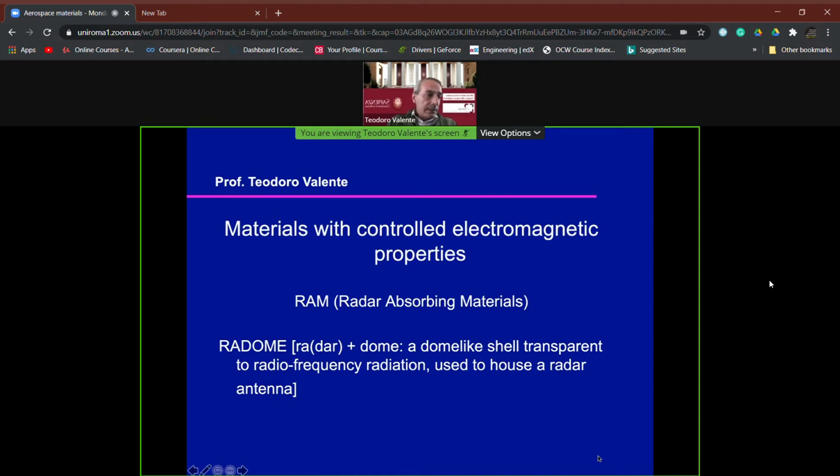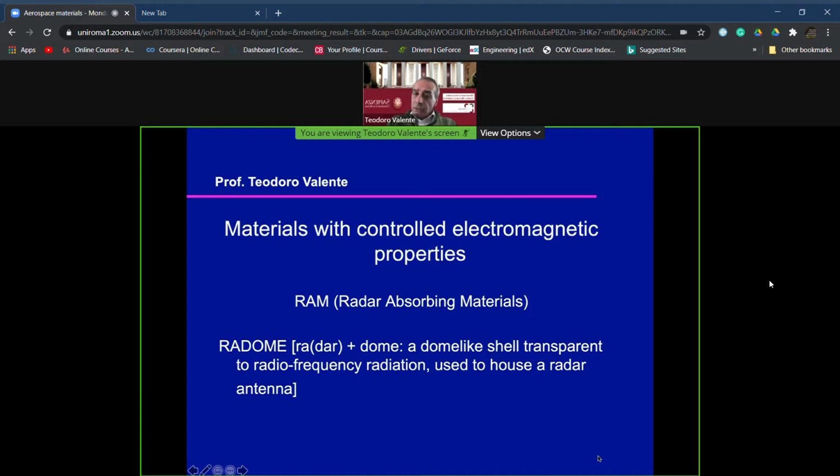As you can understand, much of the information in this area is sensitive information, not publicly available, but we can say something, and we can give you some basic concepts in order to understand which are the main design criteria that must be followed in order to achieve the goal of fabricating a RAM material or a radome material.